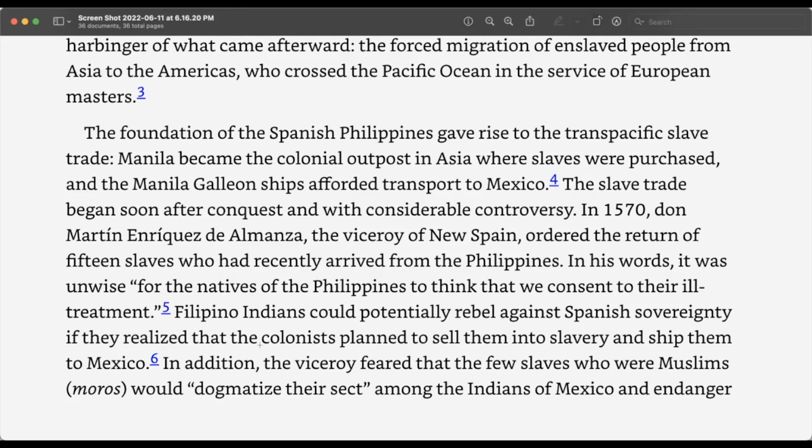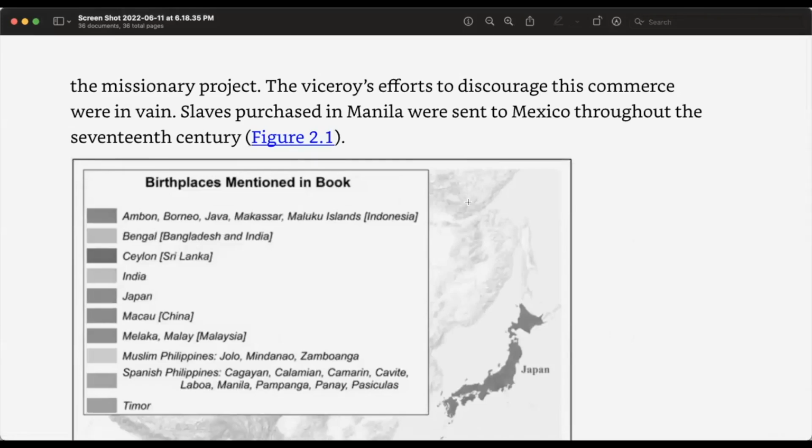All right, there's footnotes here. There's a lot of sources for this. In addition, the viceroy feared that the few slaves who were Muslims or Moros, look at that, Moors, would dogmatize their sect among the Indians of Mexico and endanger the missionary project. The viceroy's efforts to discourage this commerce were in vain. Slaves purchased in Manila were sent to Mexico throughout the 17th century, 1600s. And then they were doing it in the 1500s too. So that's 200 years, right?